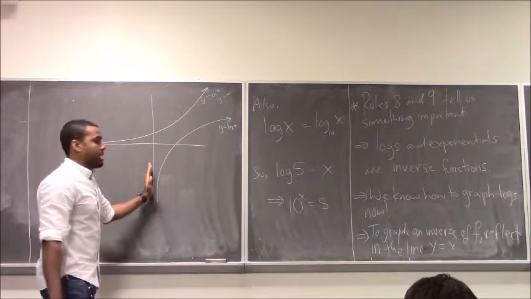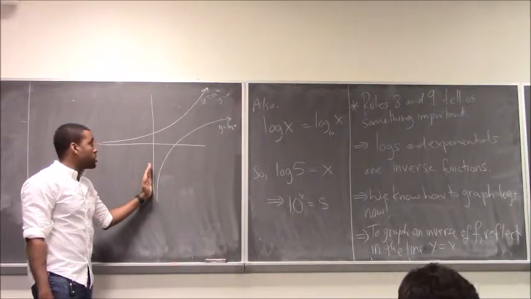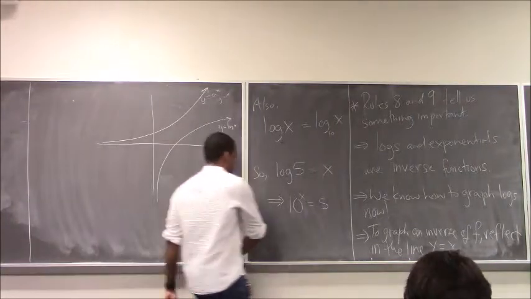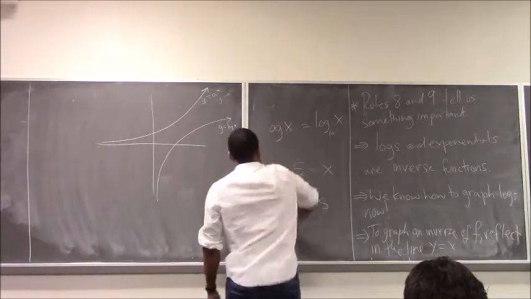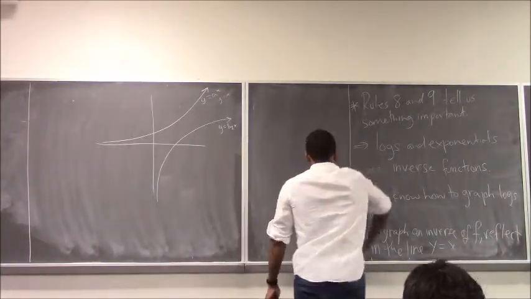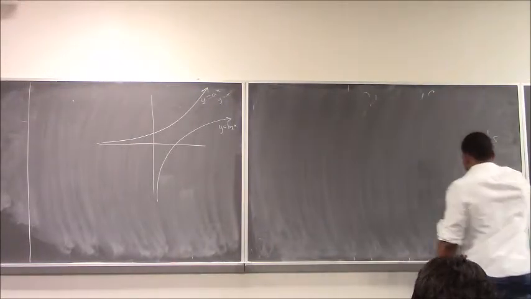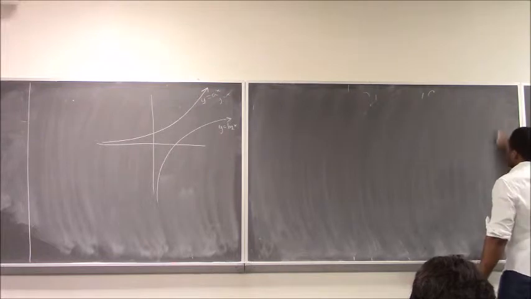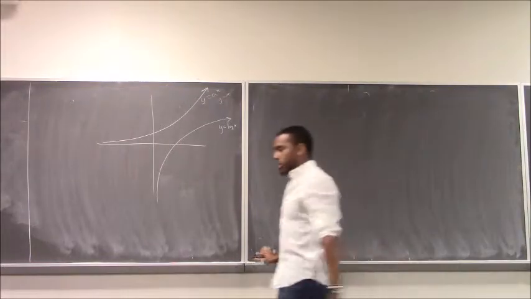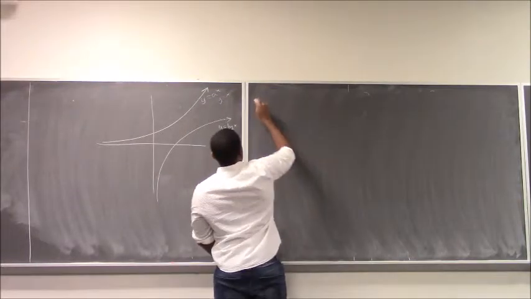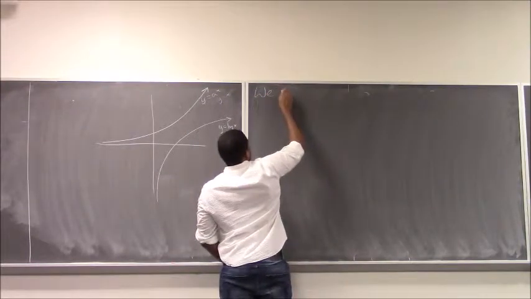So notice that at 0 it's not defined, it never actually touches the y-axis. It's also never negative, which makes sense with the definition that we used. So just like exponentials, the graphs are going to be very important for us to remember for logs, and the transformations.